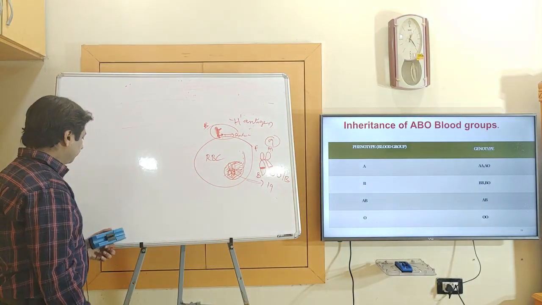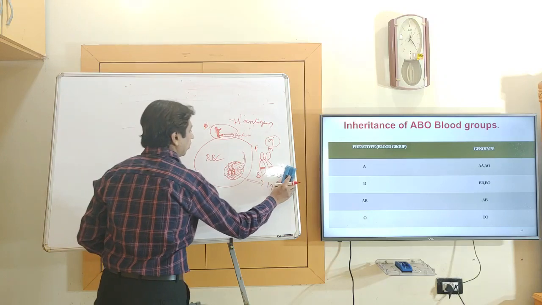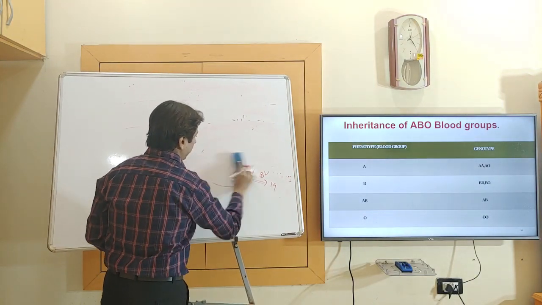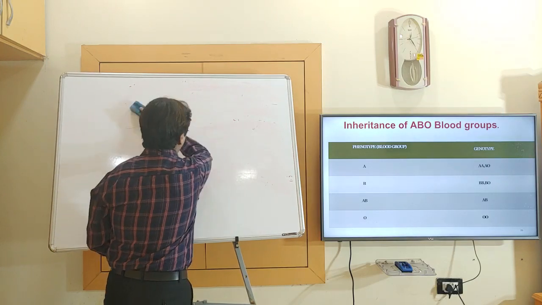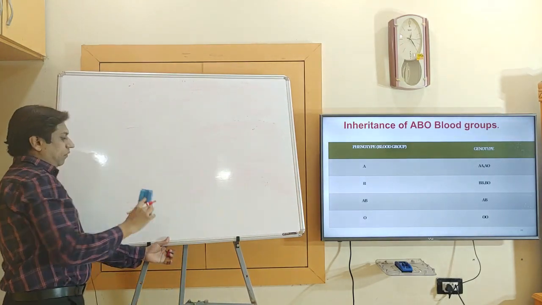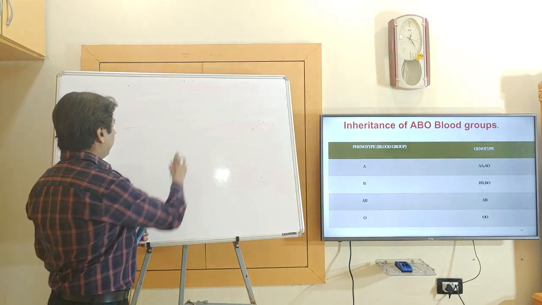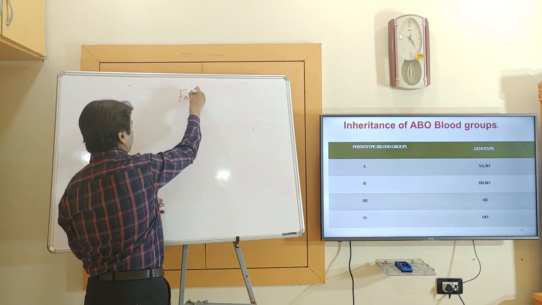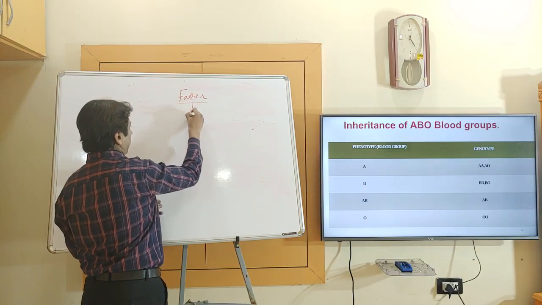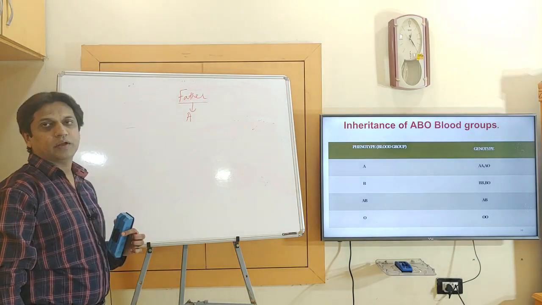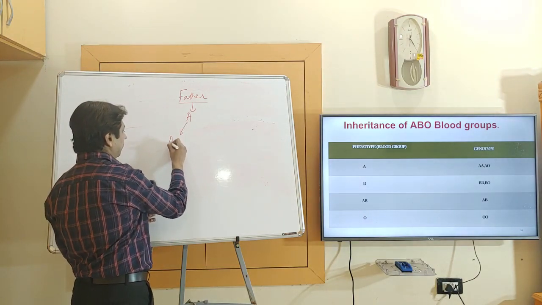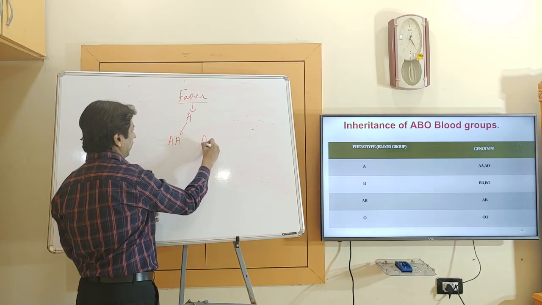Now we will try to discuss the inheritance by drawing one diagram. Suppose the father has blood group A. The genotype of this blood group is either AA or AO.